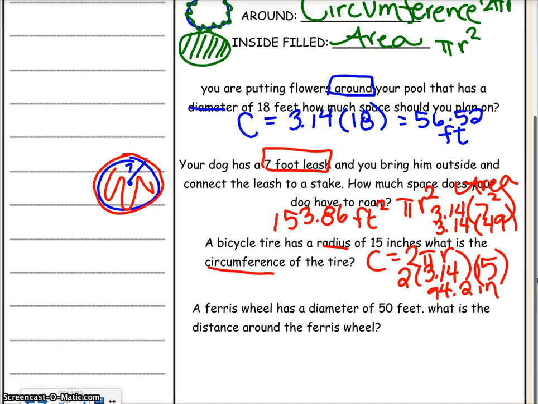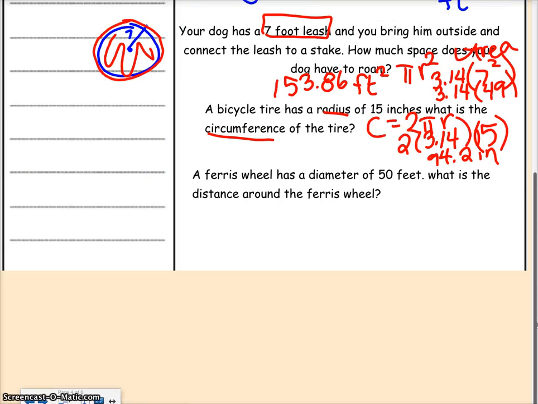A Ferris wheel has a diameter of 50 feet. What is the distance around the Ferris wheel? So how much are you traveling? So here's a Ferris wheel. Pretend, I don't know how to draw it. Okay. Pretend that's a Ferris wheel. I have no idea how to draw a Ferris wheel. That's a sun. All of the chairs should go the same. Whatever. I am not judging my art ability here.